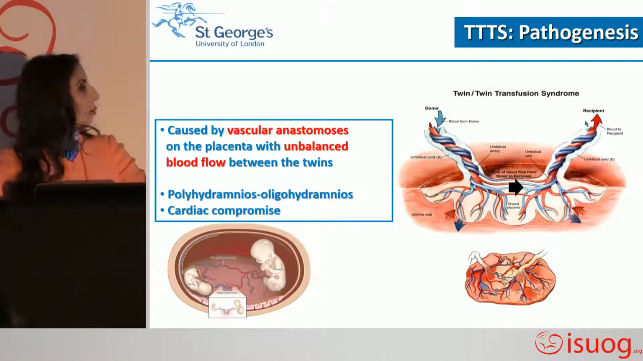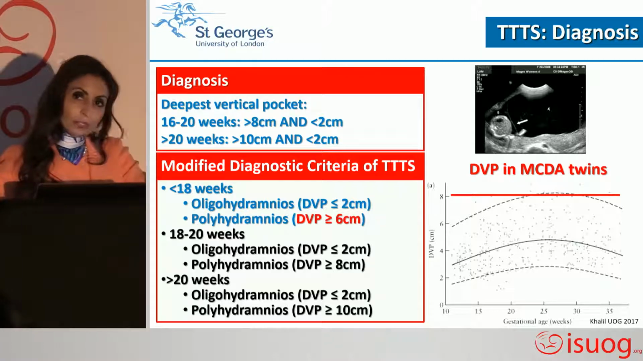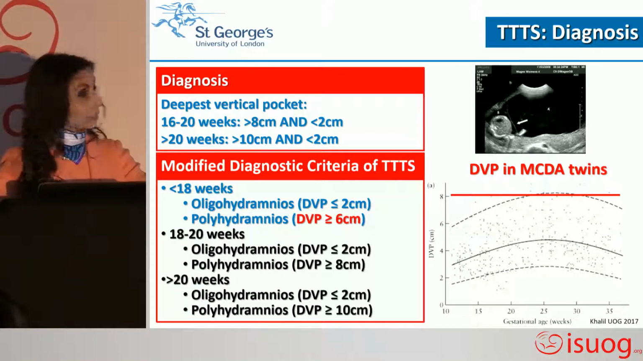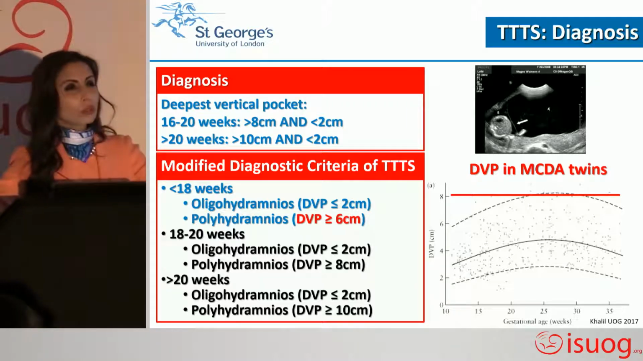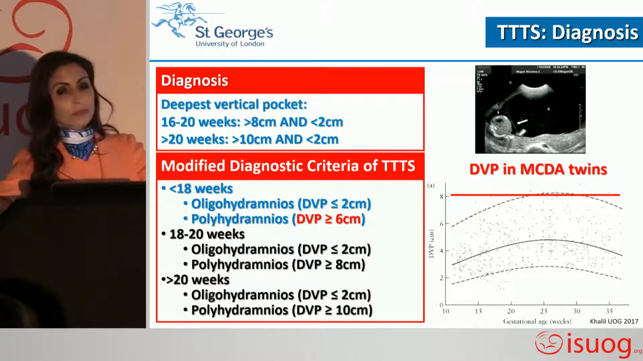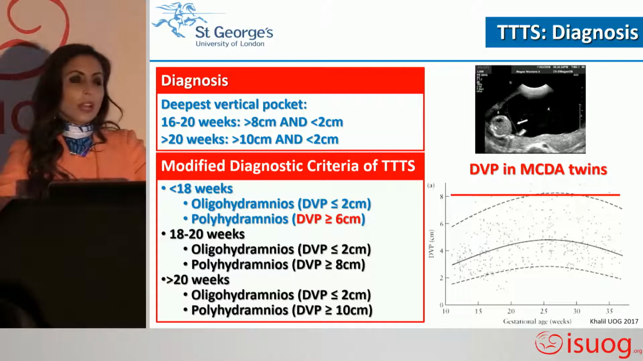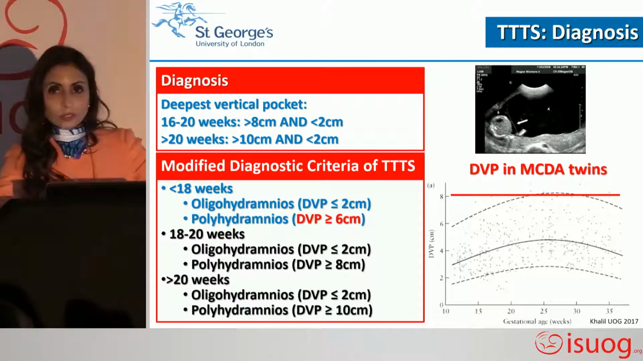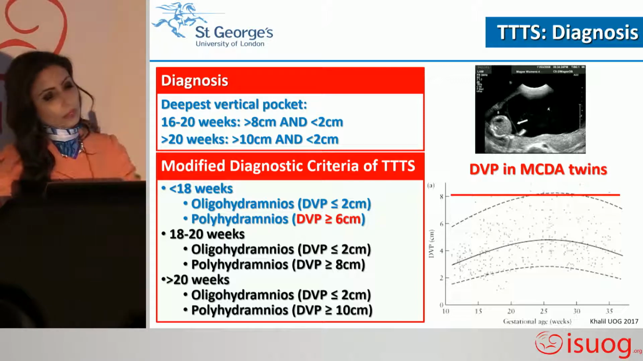And therefore, polyhydramnios is really the cardinal feature of TTTS. If you don't have polyhydramnios, you don't have TTTS. And just the presence of oligohydramnios on its own is not really enough to diagnose TTTS. In fact, we saw yesterday from some of the cases that oligohydramnios could be caused by other things, for example, renal disorders.